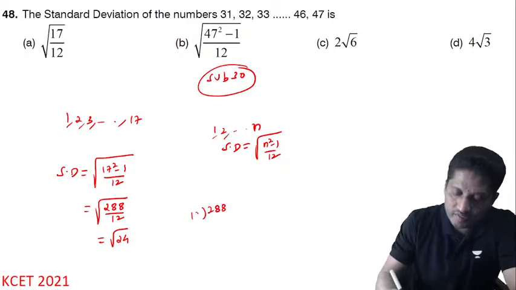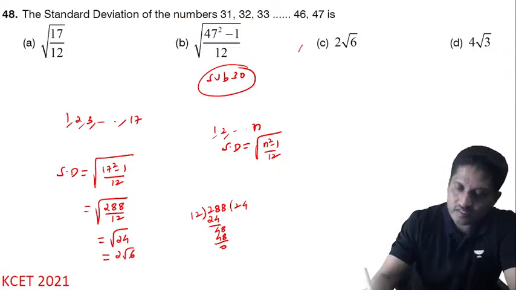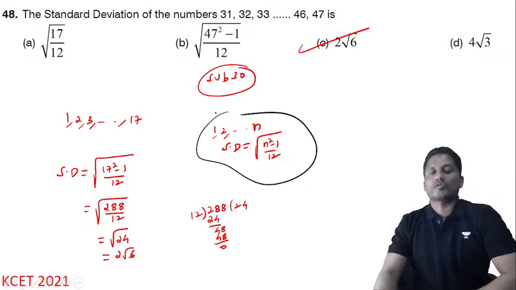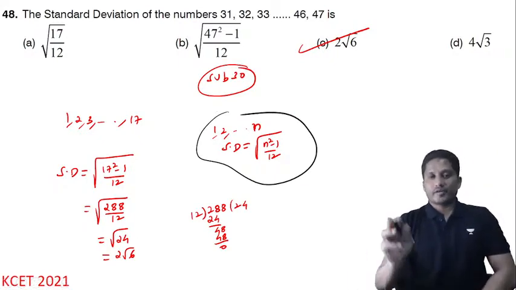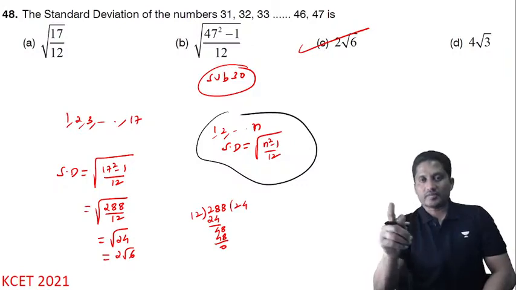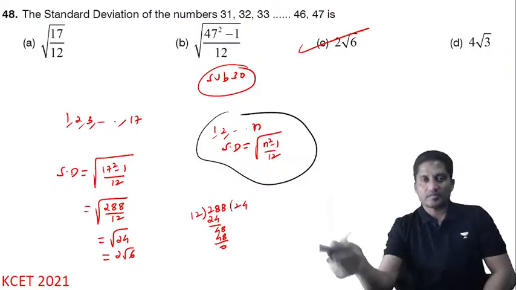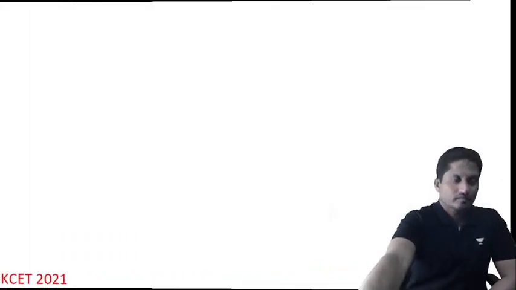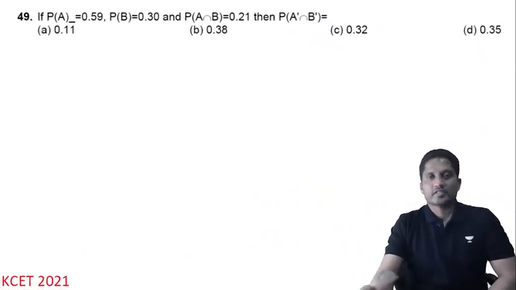288 you divide by 12. 12 2 is 24. Okay, and then this is 4 times 6. That's right. This is 2 root 6. Answer is C. So remember the formula. Standard deviation is root of (n square minus 1) by 12 if the observations are 1 to n. So either you add or subtract, the standard deviation remains the same. But if you multiply, then the numbers will change. Alright, let's move to the next question.